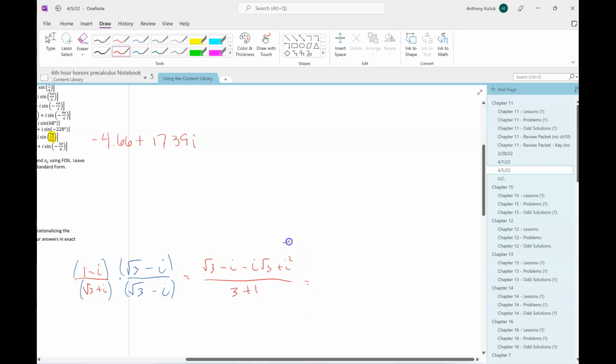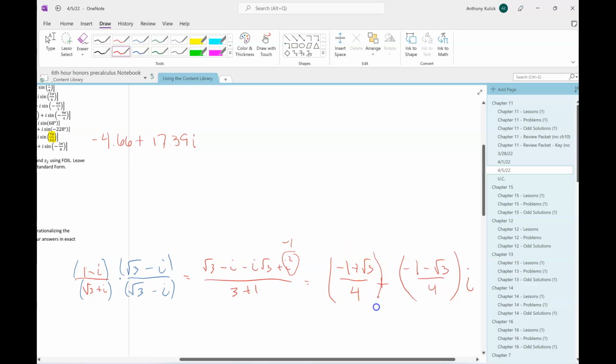So remember, i squared is really just negative 1. So I have negative 1 plus 3, or root 3 over 4. That's like the A part. And then the parts with the i, I'm going to have negative 1 minus root 3 over 4. And then I'll just tack the i on at the end.